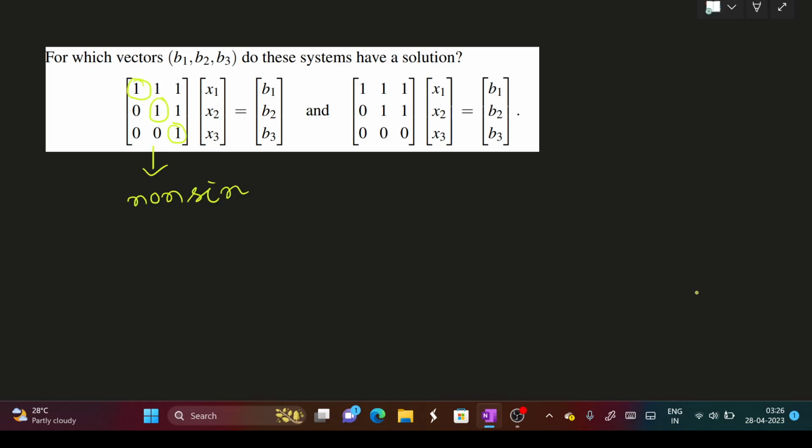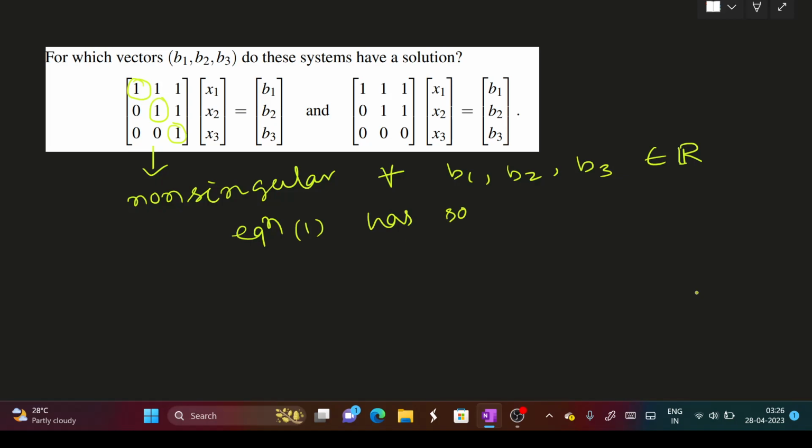As it is non-singular, for every b1, b2, b3 belonging to R, it has solution. This first system of equation has solution. Equation 1 has solution. There is no doubt about it.